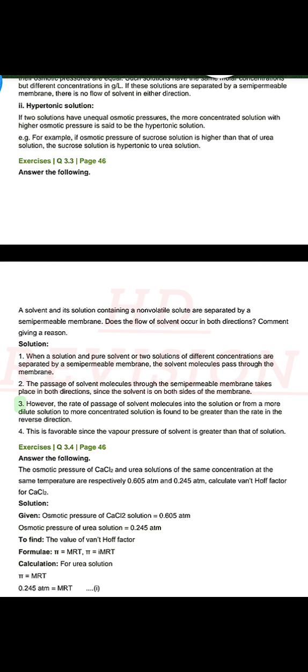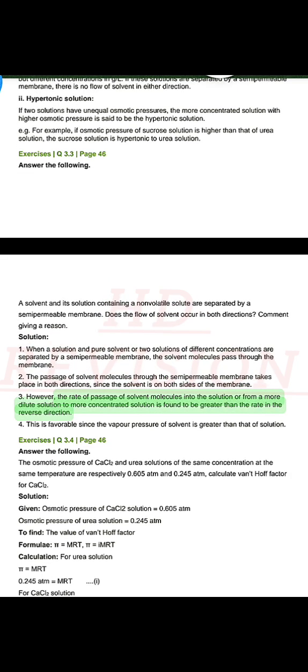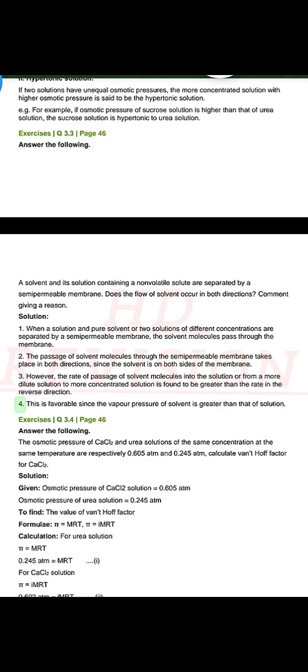3. However, the rate of passage of solvent molecules into the solution, or from a more dilute solution to a more concentrated solution, is found to be greater than the rate in the reverse direction. 4. This is favorable since the vapor pressure of solvent is greater than that of solution.